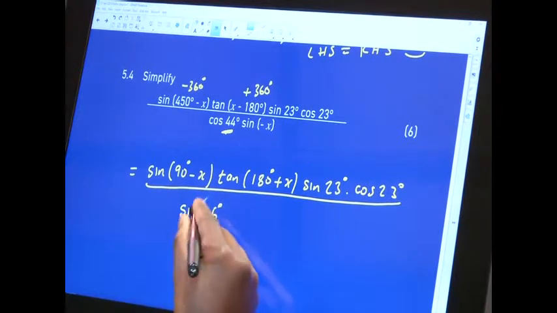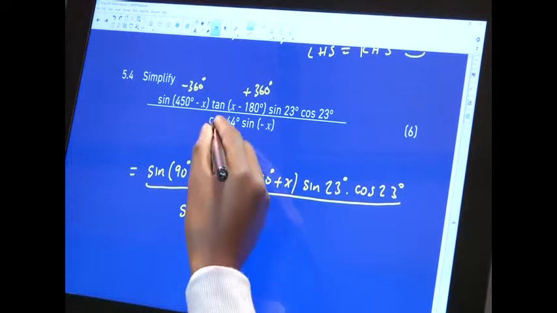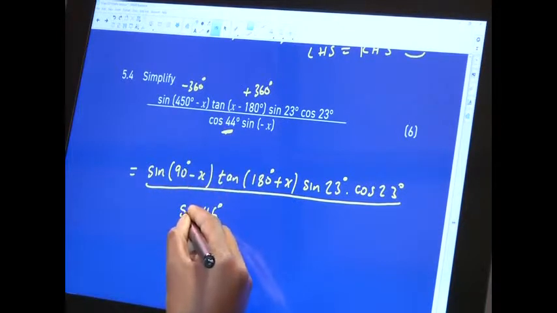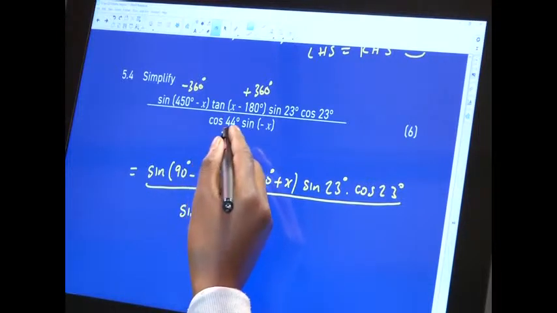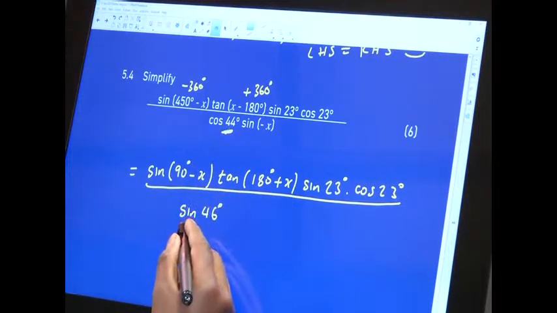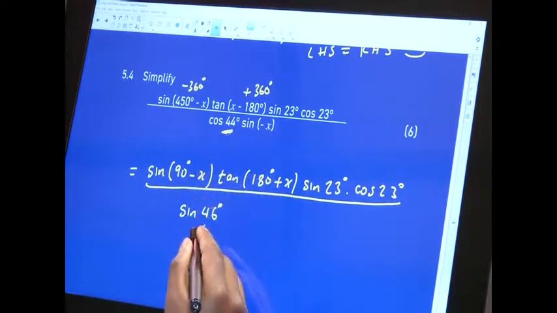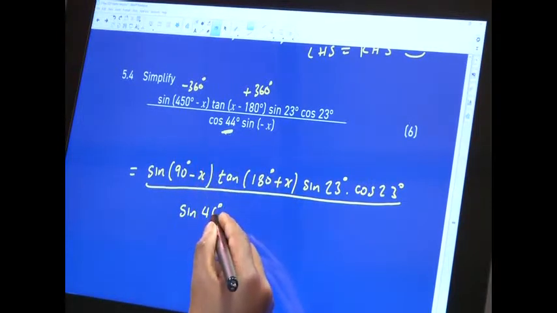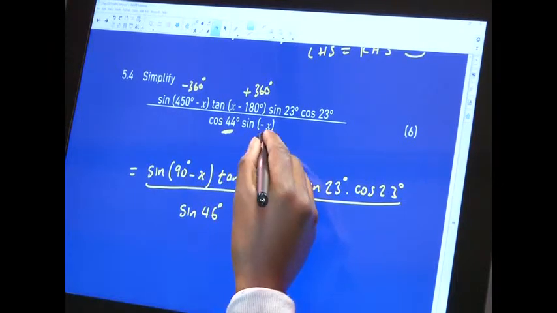Remember, if the number 46 and the number 44 collectively add up to 90, cos and sine are what we call complementary trig ratios. They are co-ratios. So the cosine of 90 minus 44 is the same as the sine of that particular angle. So cos 44 changes to sine 46 because 44 and 46 will give you 90 degrees. Sine of negative x lies in quad 4.